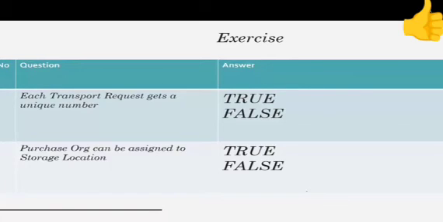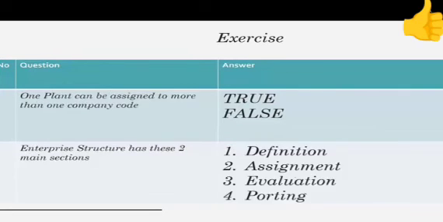Fourth question. Purchase org can be assigned to a storage location. True or false? Fifth question. One plant can be assigned to more than one company code. True or false? Sixth question. Enterprise structure has these two main sections. Is it definition or assignment or evaluation or porting?